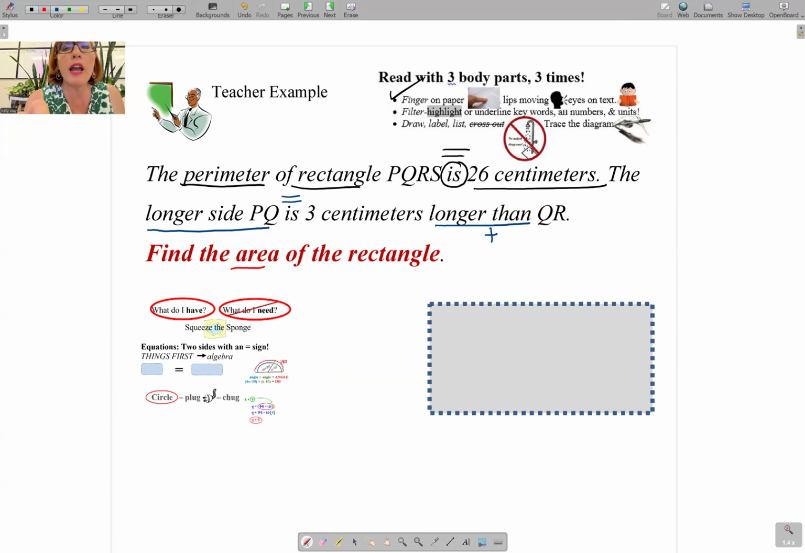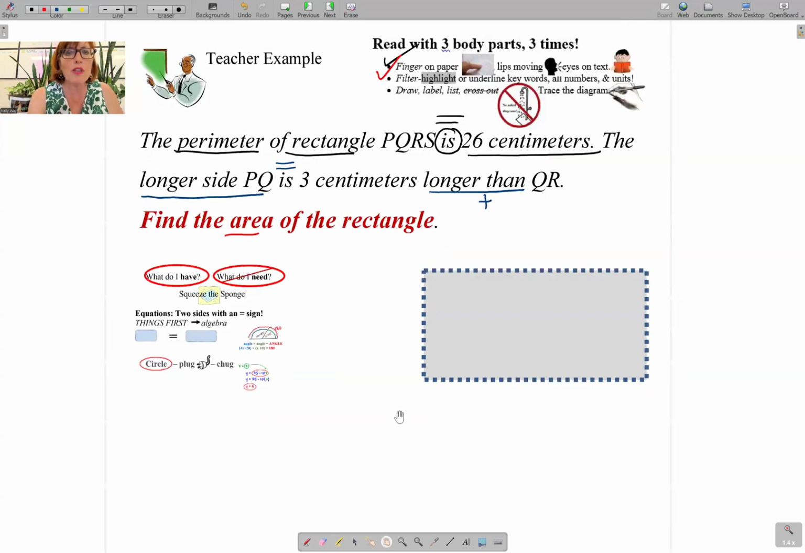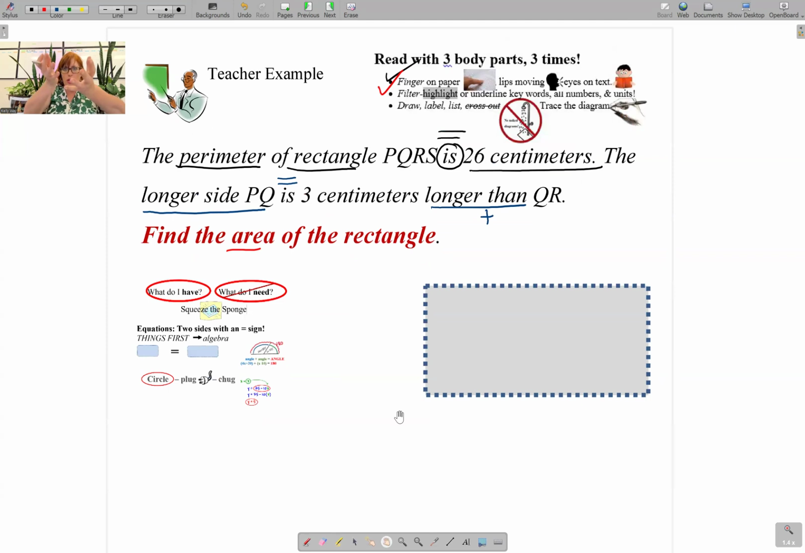Okay. Now we draw, label, list, cross out. You're not trying to figure this out yet. I call this getting the food out of the fridge. You're not cooking yet, the problem. You're just getting stuff out of the fridge and on the counter. So we write everything down. We draw, label, list, cross out.